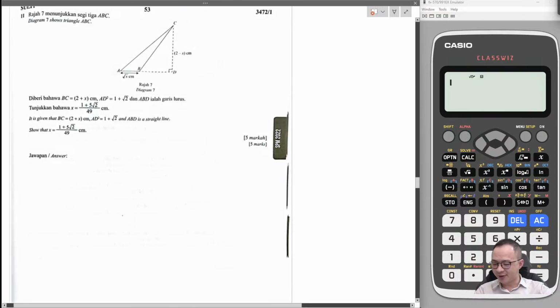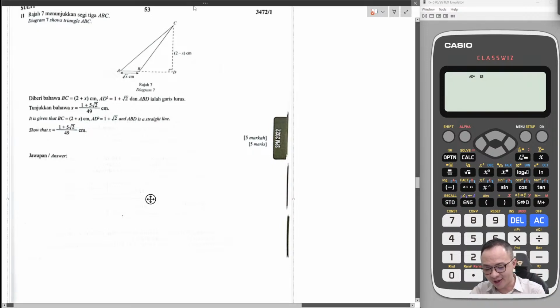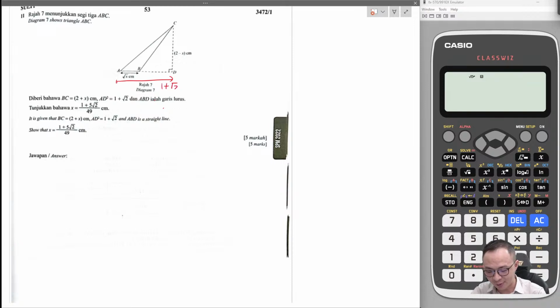Okay, question 11. This diagram 7 shows a triangle ABC. It's given that BC is 2 plus x, and AD, it's kind of weird, but it doesn't matter, the length A to D is square root of 1 plus x squared. Then they ask us to show that x equals this length. In order to show this one, we kind of need to use some Pythagoras, I guess.